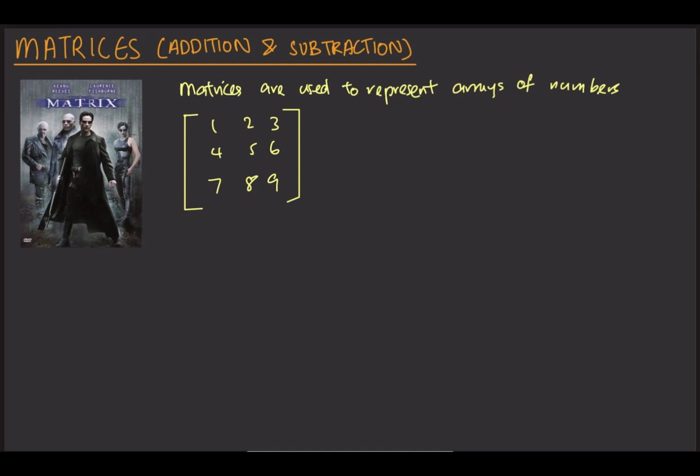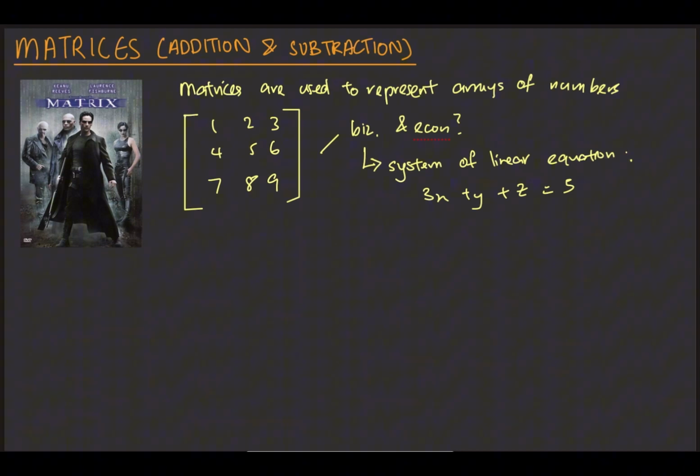And most importantly, what are its applications in business and economics? Well, first of all, it can be used to solve systems of linear equations. For example, let's say we have 3x plus y plus z equals 5, then we have x plus 5y plus 2z equals 3. We could use matrices to solve something like this.